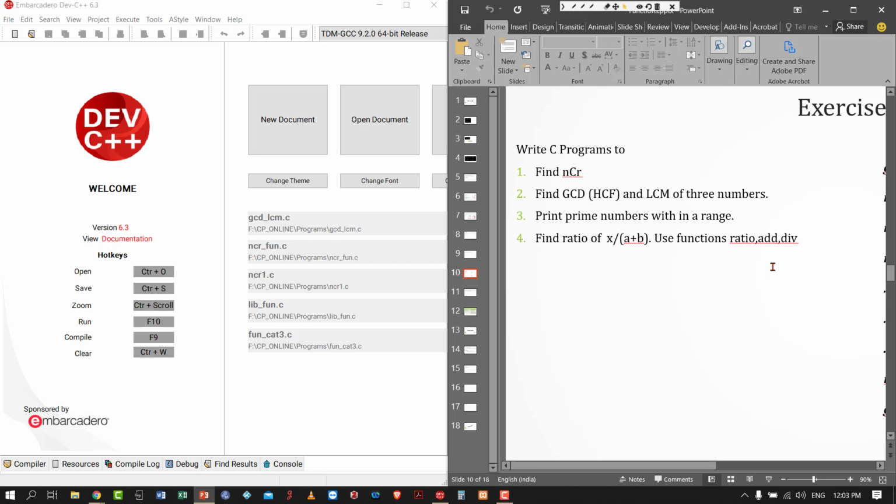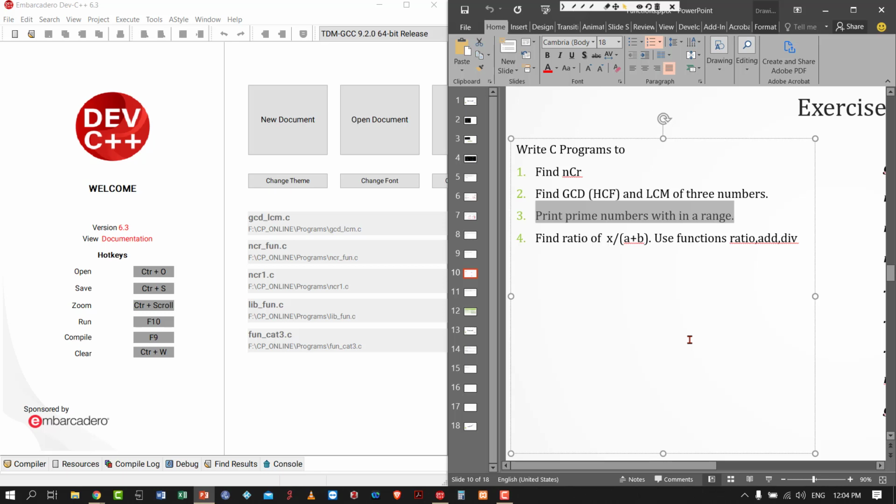So last two classes we discussed functions and its examples. I would like to do two more programs. Today we are going to see how to print prime numbers within a range. Here we are making use of a function. In the program, we will give a lower limit and also an upper limit.